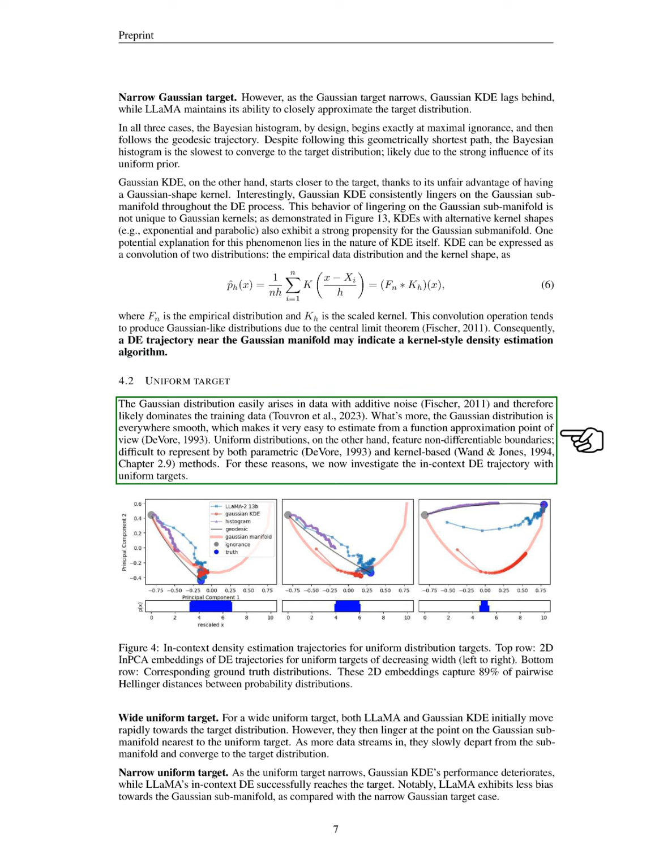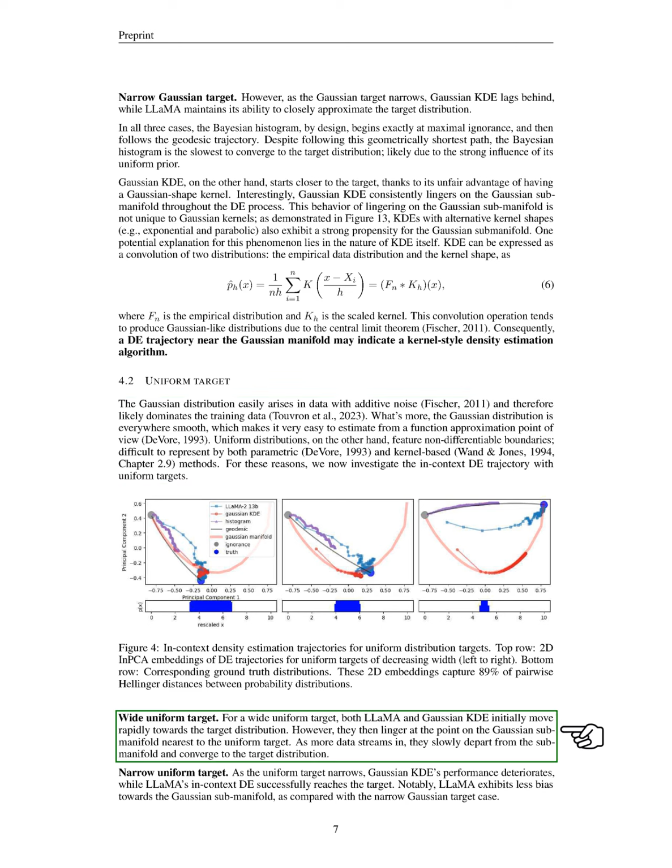Next, we consider uniform targets. The Gaussian distribution often appears in data with added noise, making it prevalent in training data. Additionally, the Gaussian distribution is smooth everywhere, simplifying function approximation. In contrast, uniform distributions have non-differentiable boundaries, making them harder to represent with both parametric and kernel-based methods. Therefore, we explore the in-context density estimation trajectory with uniform targets.